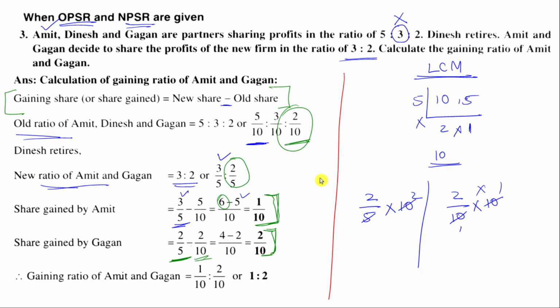Now we move to the last step, which is to represent your answer in the correct form. In order to represent it, you need to write some words, which are written here in the question as well: calculate the gain ratio. So you need to write the gain ratio of Amit and Gagan is equal to 1 by 10 here and 2 by 10 here. That's it. I hope I explained in a very in-depth way how to calculate the LCM and all. That's how you need to calculate this kind of problem.